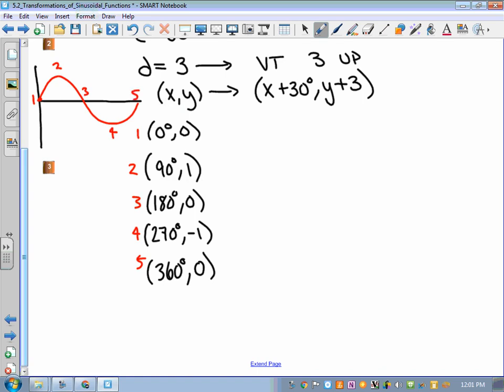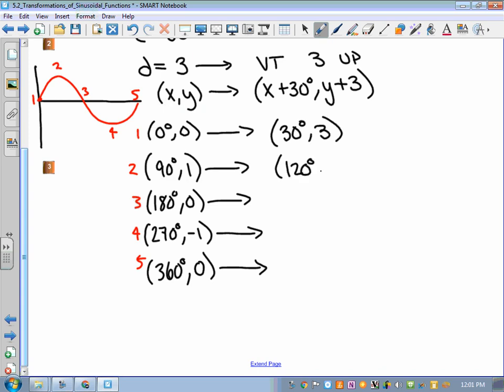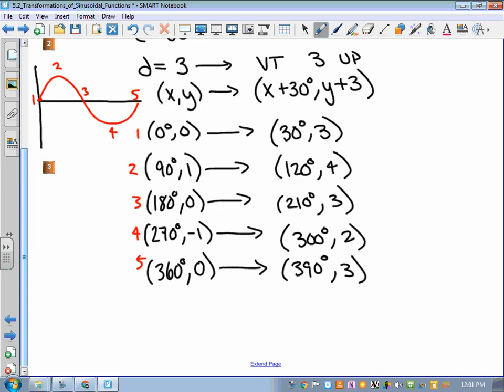Now, if we can get those points and determine what they are on our new graph, then it does become connect the dots, which is maybe not easy, but as routine as we can make it. So that means that 0 degrees, comma 0 is going to turn into 30 degrees, comma 3, and then we'll have 120 degrees, comma 4. This will be 210 degrees, comma 3, and then 300 degrees, comma 2, and then finally 390 degrees, comma 3. Now, it is important that from 30 degrees to 390, this is 1 period. So we do expect the y value to be exactly the same.